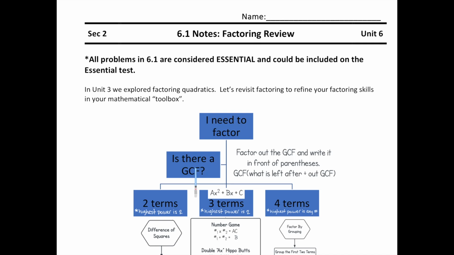If there is a GCF, then you're going to factor out that GCF and write it in front of the parentheses. And then what you put inside of the parentheses is what is left after you divide out that GCF. If there's not a GCF, then you just go straight to determining if there's 2 terms, 3 terms, or 4 terms. But if there is a GCF, you look at what's inside of the parentheses to determine if there's 2 terms, 3 terms, or 4 terms left in the parentheses.